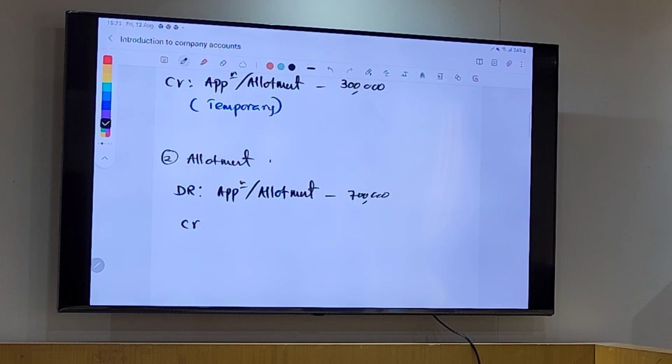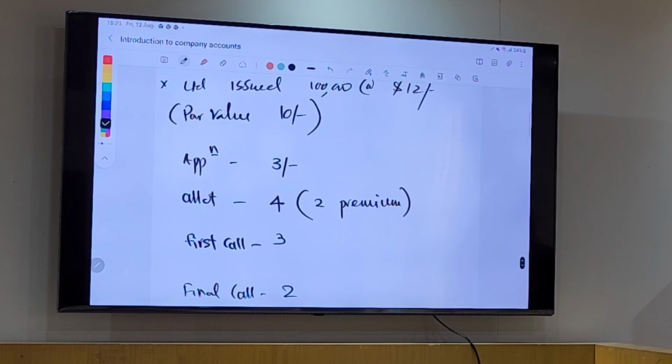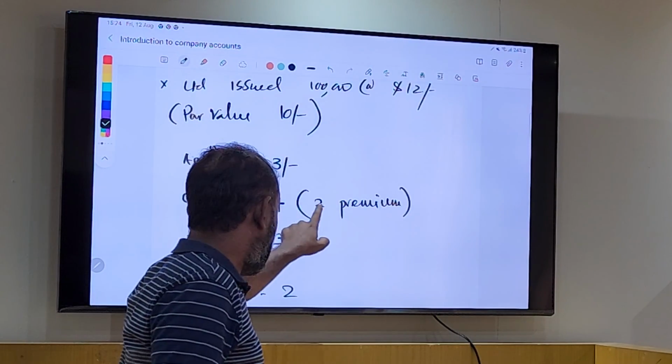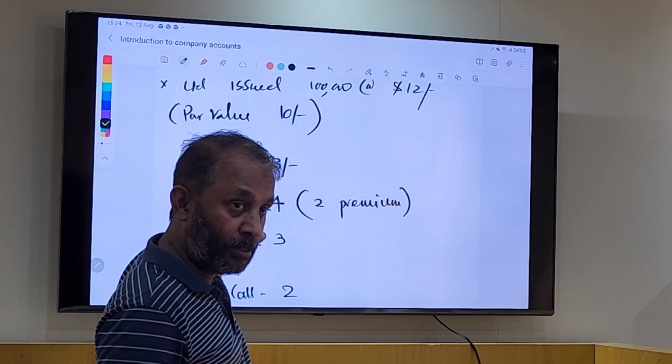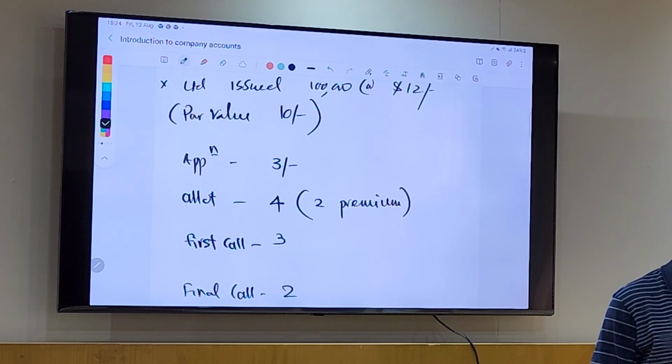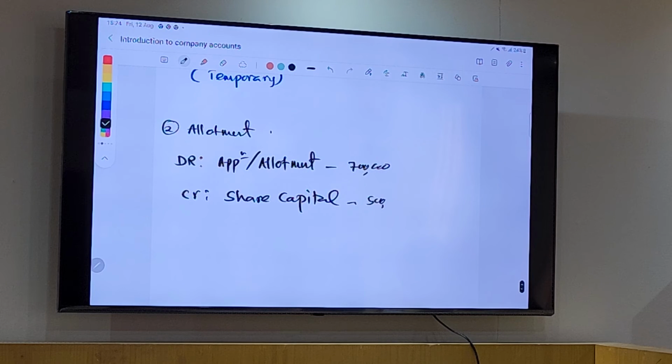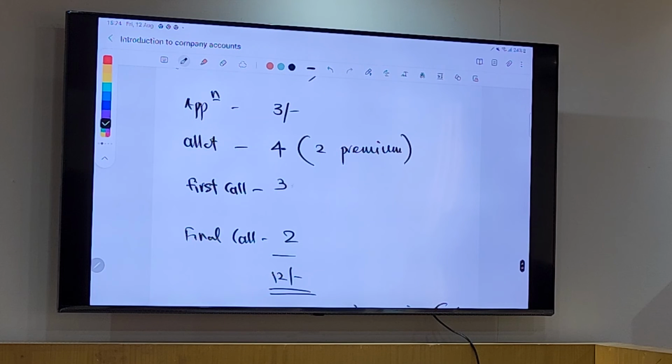So you credit share capital. How much? You see, 3 plus 4 minus this 2, how much? Then 5. So 5 into 100,000, it will be 500,000. Credit one more place known as share premium. Clear? So the journey up to this point is over.